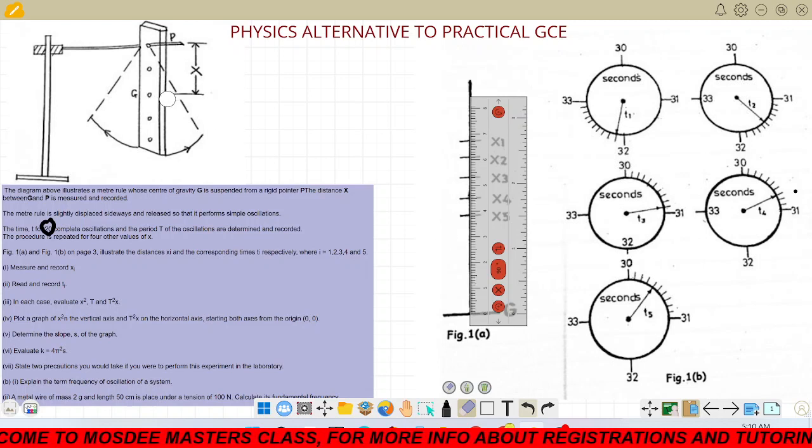So I'm measuring the distance from, look at the instruction: the meter rule is slightly displaced so that, and the distance P is suspended from the rigid support, and the distance X is between G and P. So the distance between G and P. I'm taking from G to P, and that is exactly what we have here. Apologies, if my voice is not that loud, I hope you can still hear. So G to P is just what I want. That is why my G here is positioned at this point.